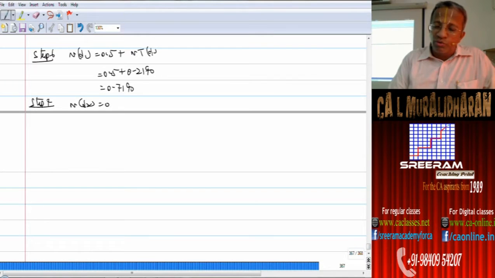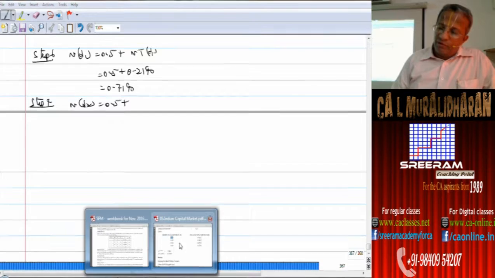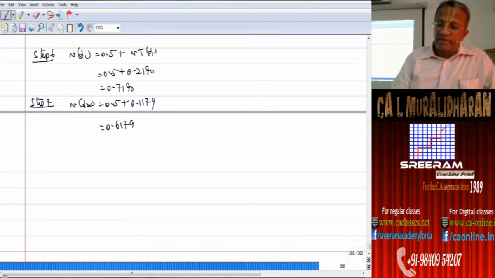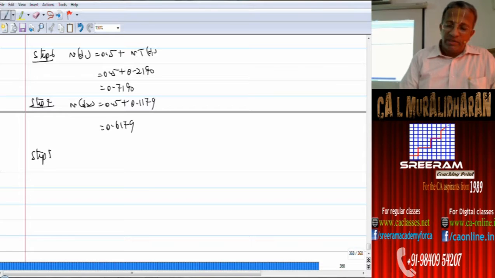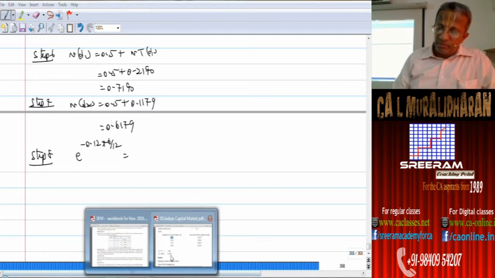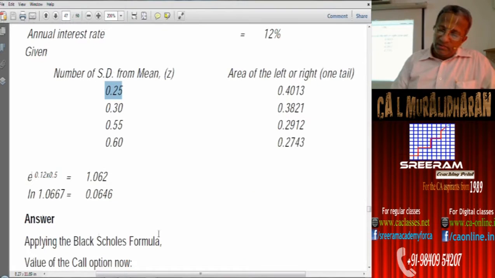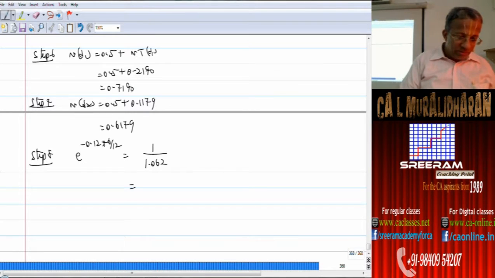N D2 is equal to 0.5 plus, for 0.3 it is 0.6179. Then step 8: e raised to minus 0.12 into 6 by 12. That is given in the problem itself. 1 divided by 1.062. This is only the compounding factor. You have to take the PV factor. Mind that. By 1.062.